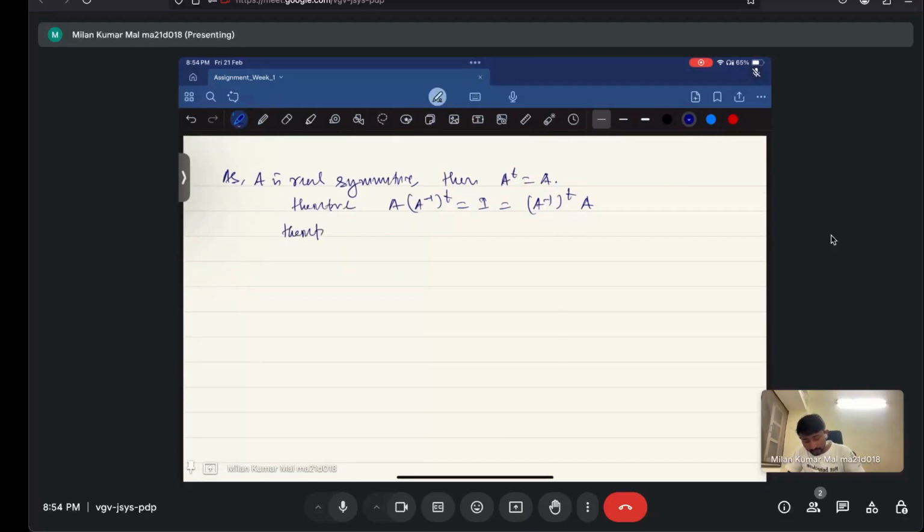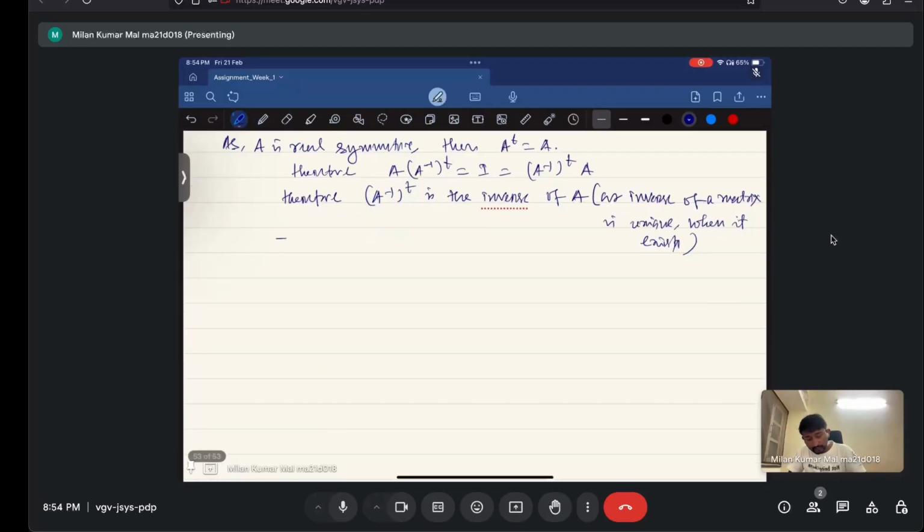Therefore A inverse transpose is the inverse of A, as the inverse of a matrix is unique when it exists. So in that case A inverse transpose is equal to A inverse, which implies A inverse is also symmetric. Okay, this symmetric part is fine.